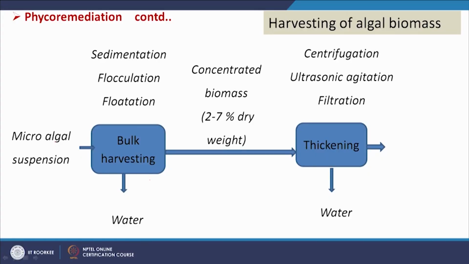The first step is bulk harvesting, where microalgal suspensions are concentrated through sedimentation, flocculation and flotation. So, that water is separated and we are getting condensed microalgae, that is 2 to 7% dry weight concentrated biomass. Then this will be thickened further by using centrifugation, ultrasonic agitation, filtration, or any combination, and then we will be getting pure water and the concentrated algal biomass.